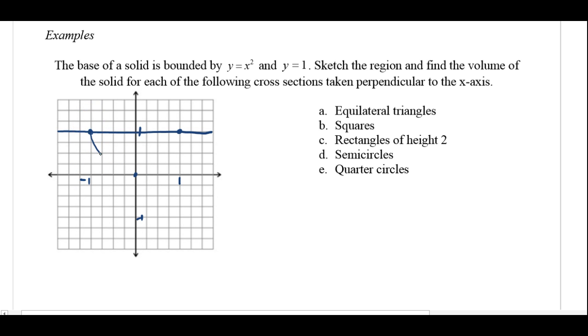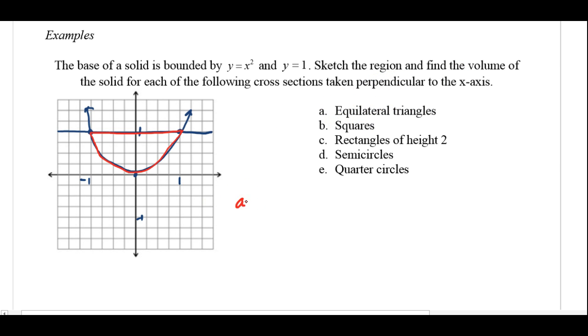So if I go ahead and sketch this, the region where the two graphs intersect is going to be the base of my solid. So I'll go ahead and just highlight that part in a different color so I know specifically the base region that I'm talking about. So here's the base of my solid. And I have cross sections taken perpendicular to the x-axis. So that means my cross sections are going to be vertical. And the first thing that we're going to do is use cross sections that are equilateral triangles.